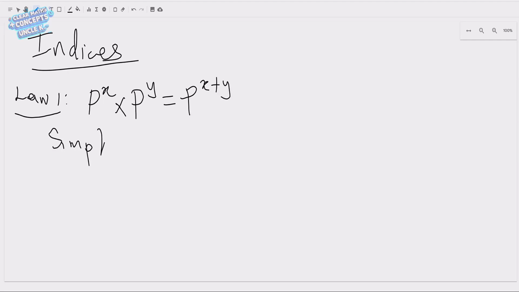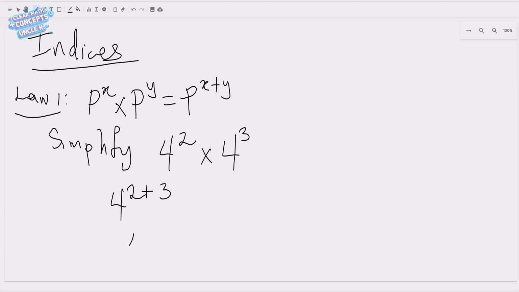Assuming you have to simplify 4 raised to power 2 times 4 raised to power 3. This can become 4 raised to power 2 plus 3. So you have 4 raised to power 5. If you do this in a calculator, you know that that is the right answer. So let's do some other questions.